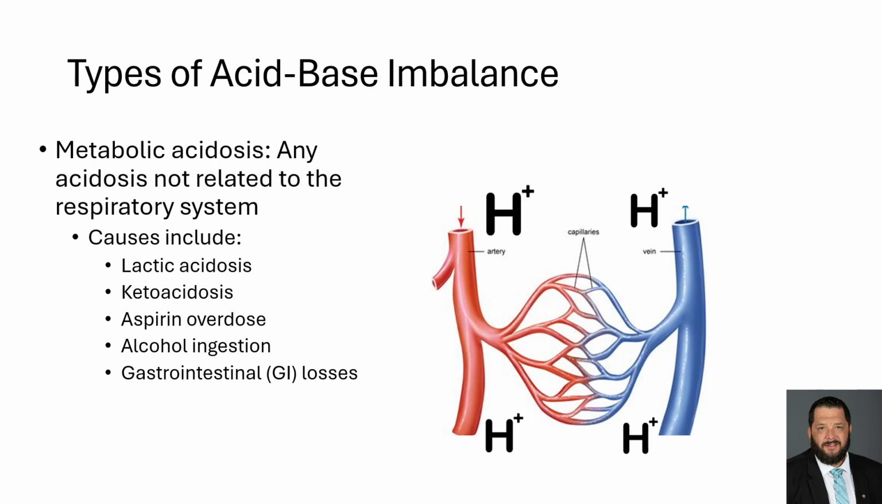Metabolic acidosis is acidosis not related to the respiratory system. So in this case, the patient would be ventilating normally, but we're seeing an excess amount of hydrogen ions within the circulatory system. Some common causes are things like lactic acidosis and ketoacidosis, aspirin overdose or tricyclic antidepressant overdose. Excessive alcohol ingestion can also be a problem.